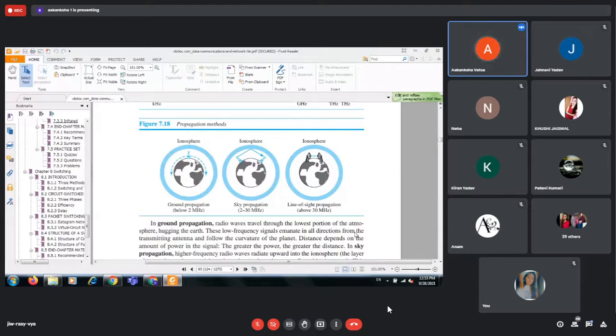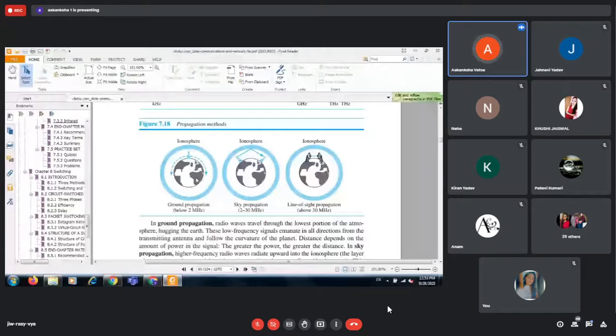Okay, so you can transmit the signals on the surface of the Earth, along the surface of the Earth. You can see the dotted blue lines, and you can transmit in both directions. This is known as ground propagation, and this is normally below 2 megahertz. So the data rate is very low.